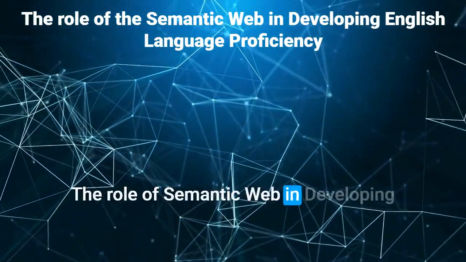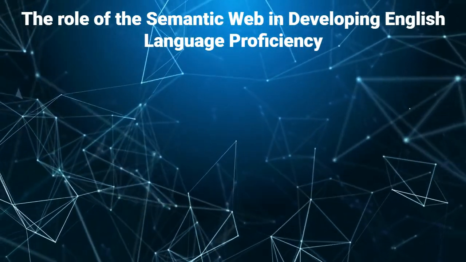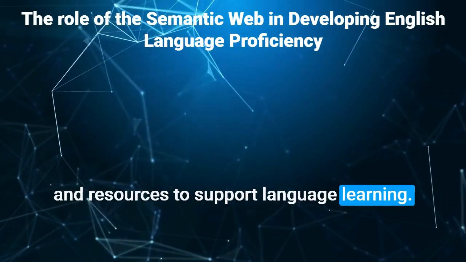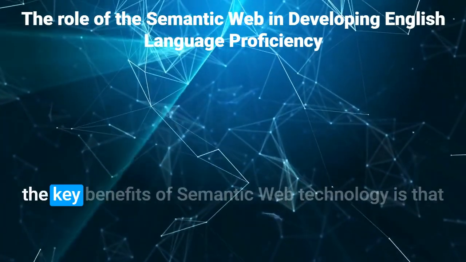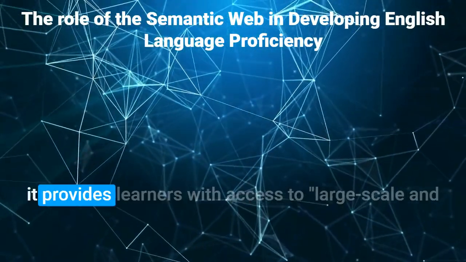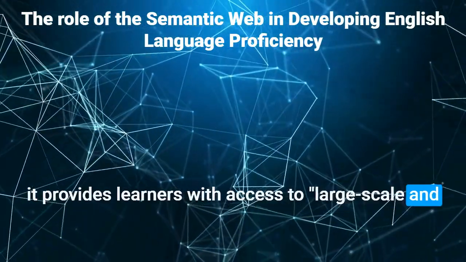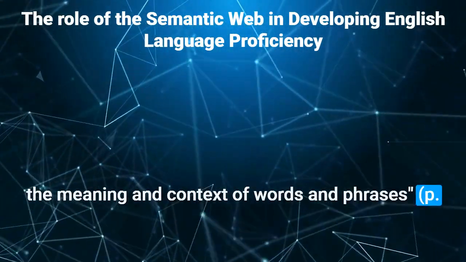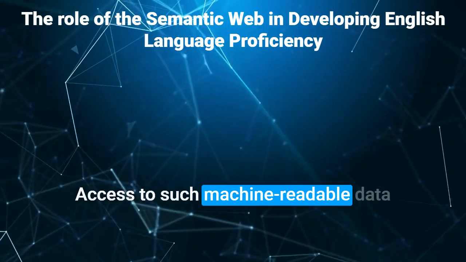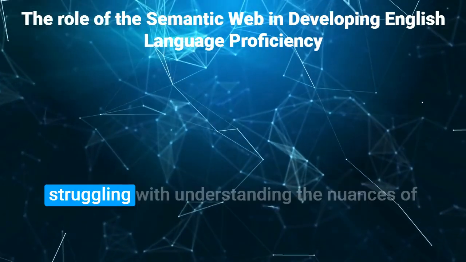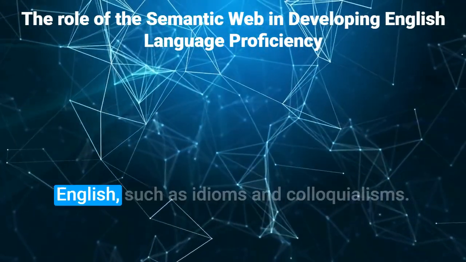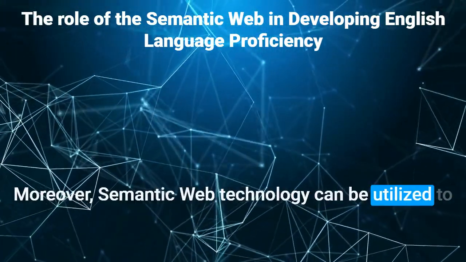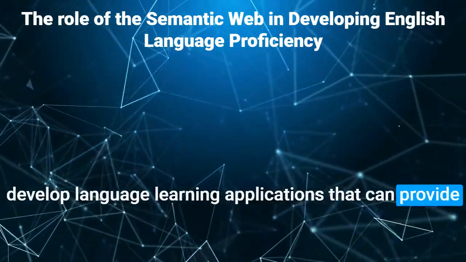The role of semantic web in developing English language proficiency. Semantic web technology offers various tools and resources to support language learning. According to a study by Ha and Kim, one of the key benefits of semantic web technology is that it provides learners with access to large-scale and multilingual lexical resources that enable them to identify the meaning and context of words and phrases, p. 346. Access to such machine-readable data can be particularly helpful for learners struggling with understanding the nuances of English, such as idioms and colloquialisms.